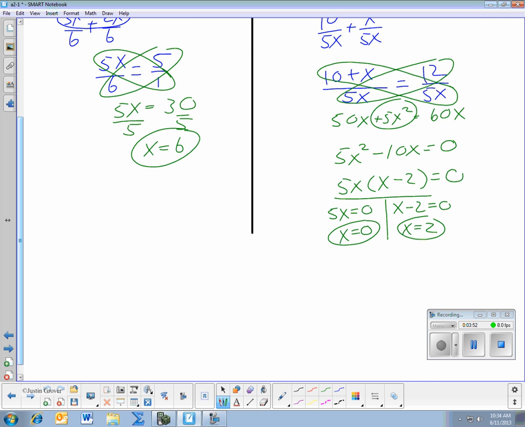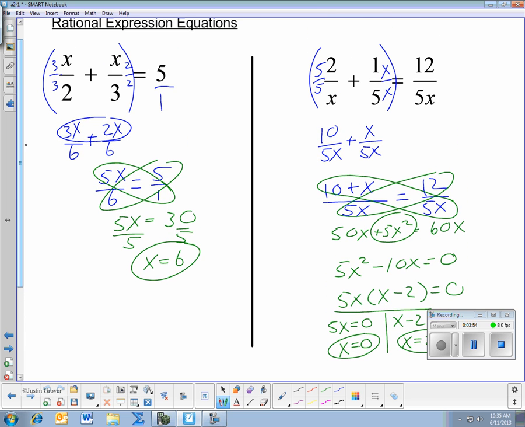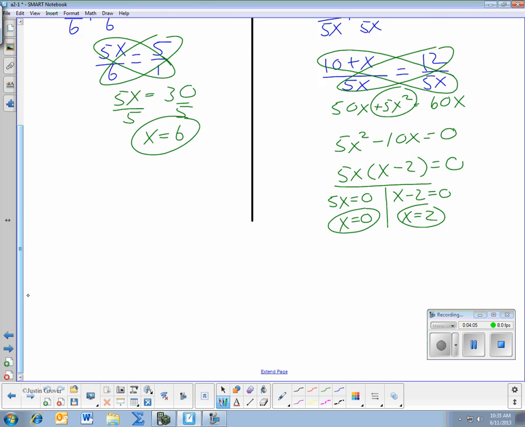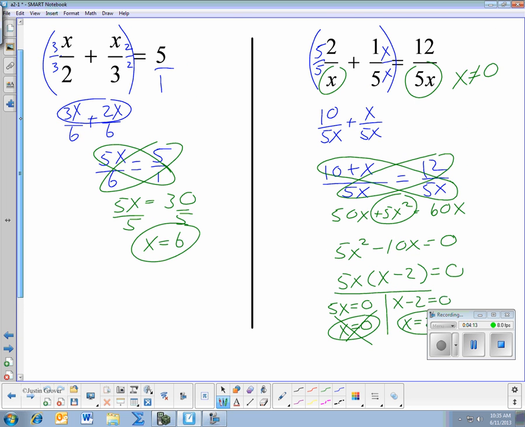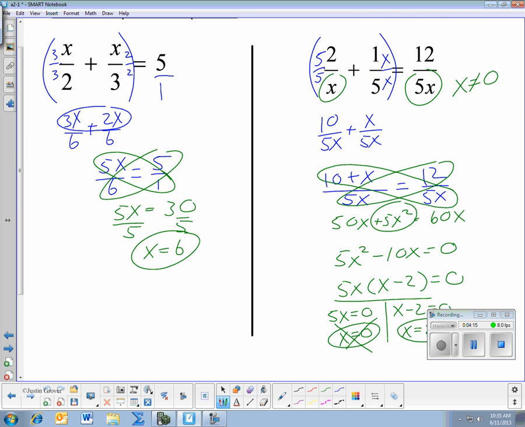Now, looking back at my original, it probably should have said somewhere over here that x cannot equal 0, because if it did, these terms down here would be undefined. So I would actually reject that solution and just focus on the positive 2 solution. But this is when we get more into quadratics. The basic rational expressions are more like the first example, where you can get a single fraction on the left, a single fraction on the right, turn it into a proportion, cross multiply, and solve.